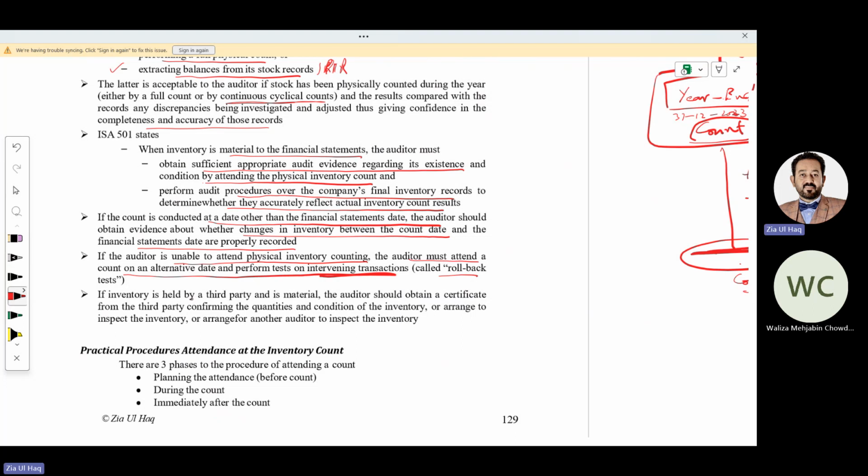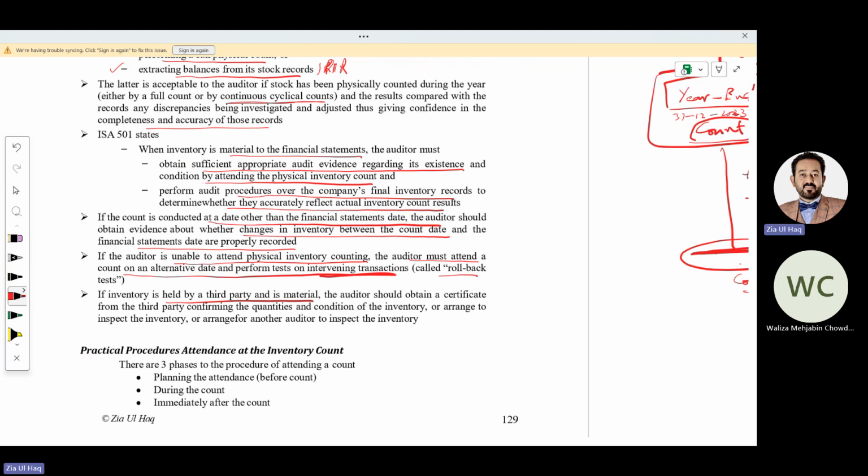If inventory is held by a third party, like if the client's inventory is not in their warehouse and they have stored it in any storage house, we should obtain a certificate from that third party stating how many units the client has in their store, because that storage house might not allow us to go there and count the inventory.